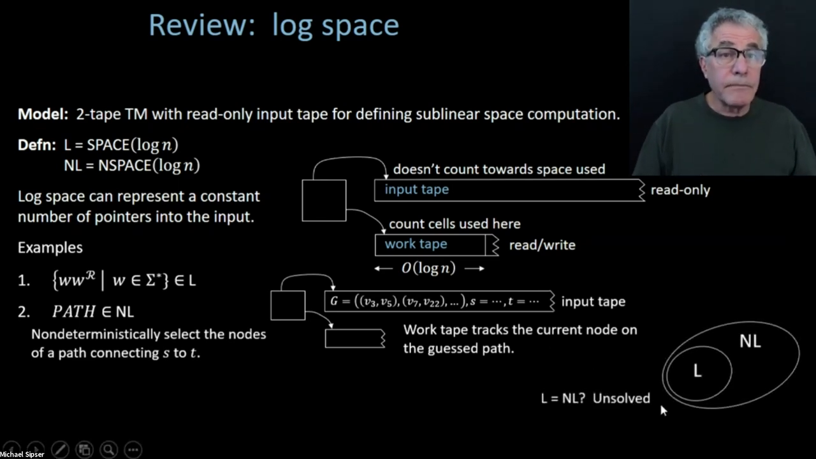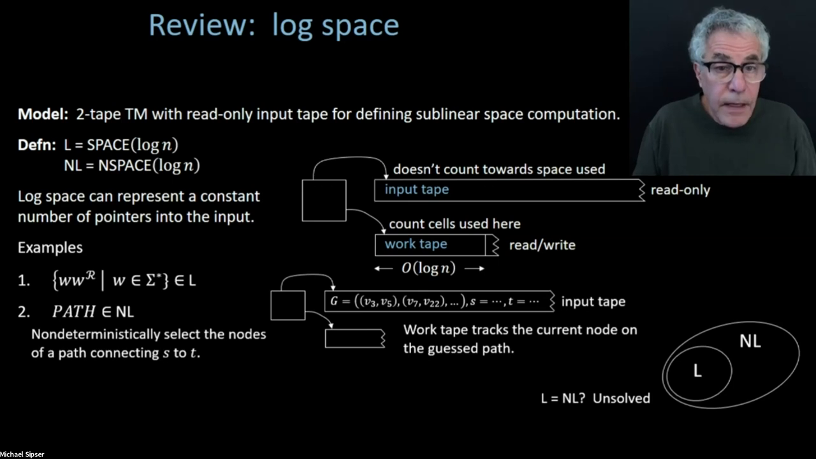Okay, so as I mentioned, the L versus NL problem is an unsolved problem, and it's very much analogous to the P versus NP problem, except, as I mentioned, as we'll show, NL and its complement end up being the same, which is not something that seems to be the case for NP, though we don't know.